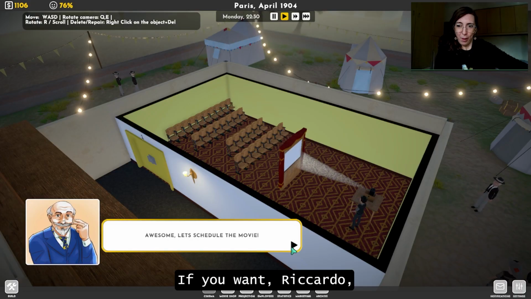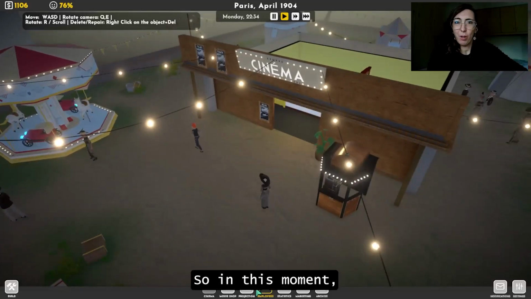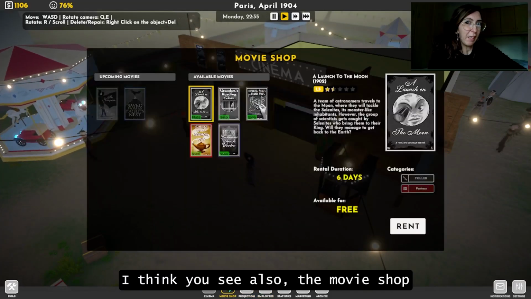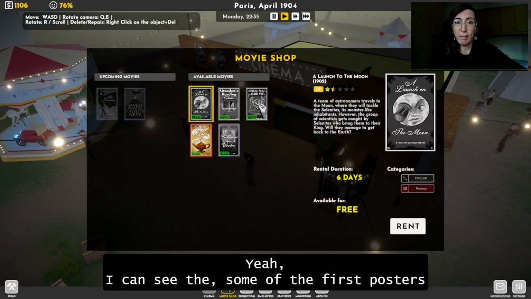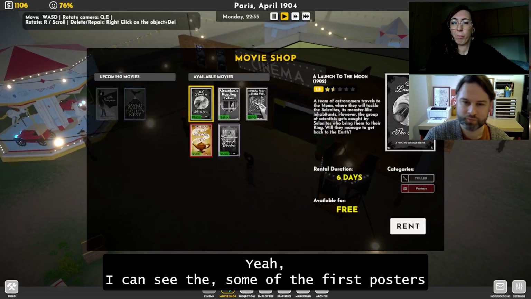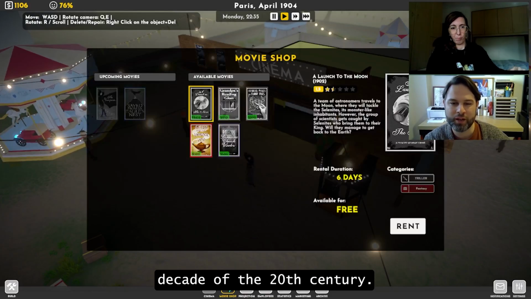Bye. If you want, Riccardo, we can tell about our movies. So at this moment, I think you can also see the movie shop where we can buy the movies, not buy but rent the movies. Yeah, I can see some of the first posters from the 1900s, for the early decade of the 20th century.